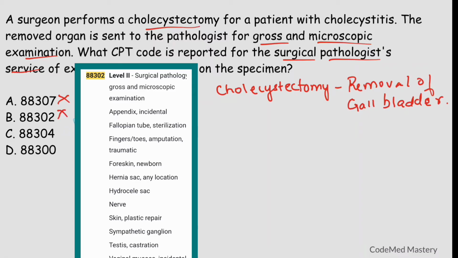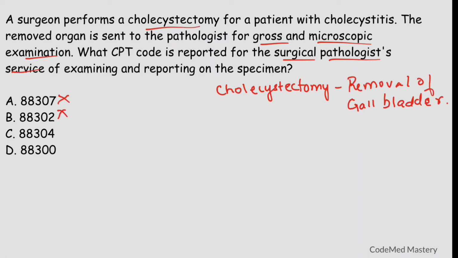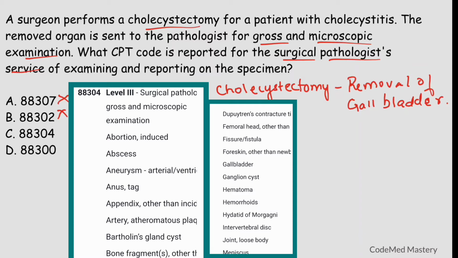Eliminate option B. Coming to option C 88304, check the code, that is for level 3 surgical pathology gross and microscopic examination. In that you can find the specimen gallbladder. Right. So we are using the code 88304. Option C is the right answer.